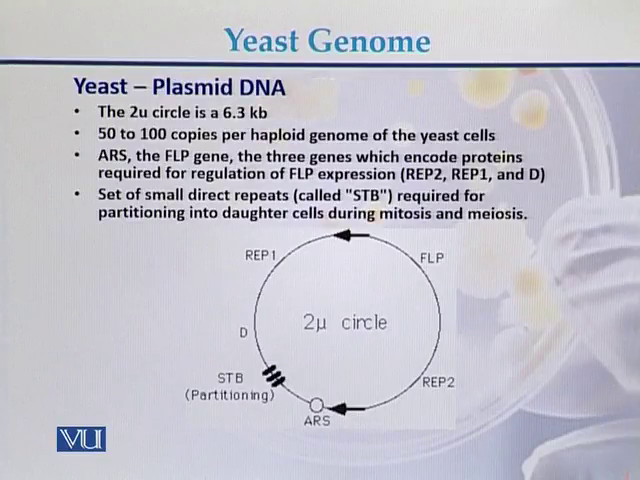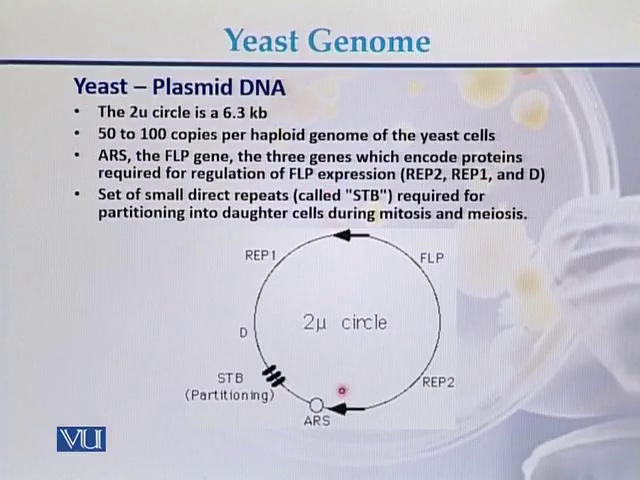In addition to mitochondrial DNA, in the yeast there is a small plasmid DNA, that is the 2 micron circle. This is the name of that plasmid, 2 micron circle, and the size of the plasmid is 6.3 kb. There can be 50 up to 100 copies per haploid genome of the yeast. So this plasmid can have between 50 to 100 copies. There are genes for ARS, FLP, and 3 genes which encode proteins required for the regulation of FLP.